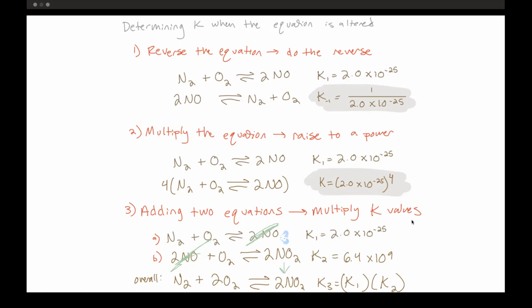So now when we're adding our equations, we take our K1 value and we just multiply it by our K2 value, and that's going to give us the overall K3 value. So in the next video, I'm going to create an example where it's going to utilize all of this so it can help you understand that more.